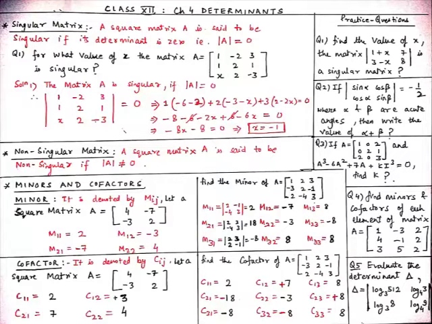Now we will find minors of a 3 by 3 order square matrix. Our square matrix A equal to [1, 2, 3; -3, 2, -1; 2, -4, 3].